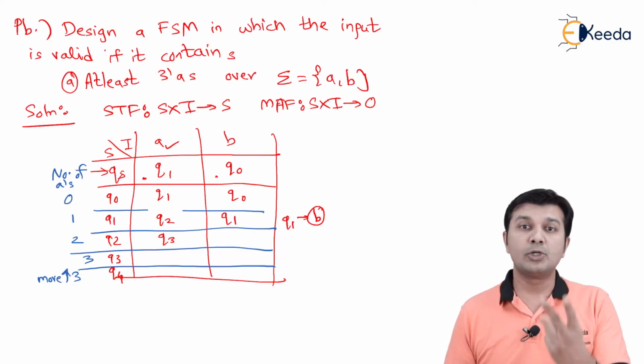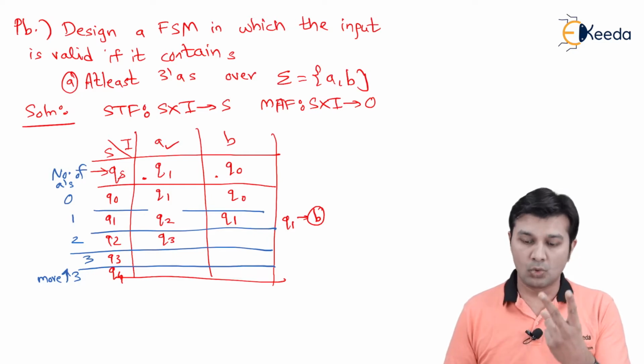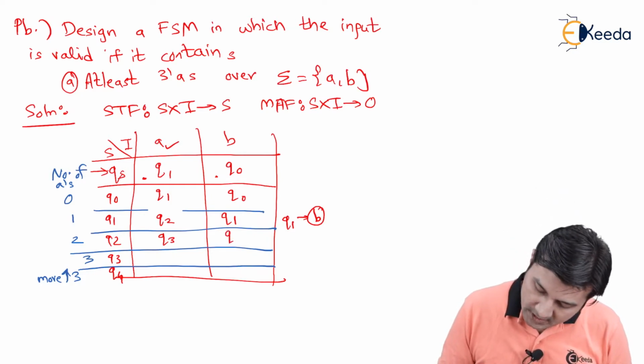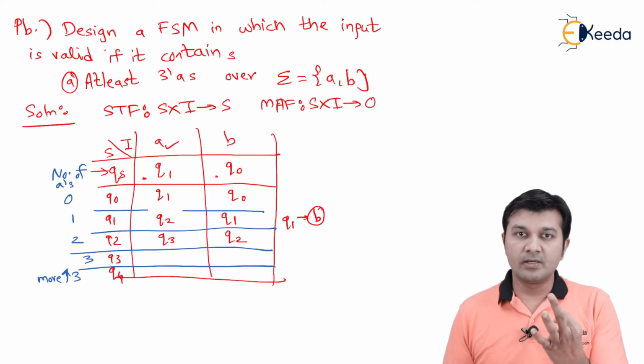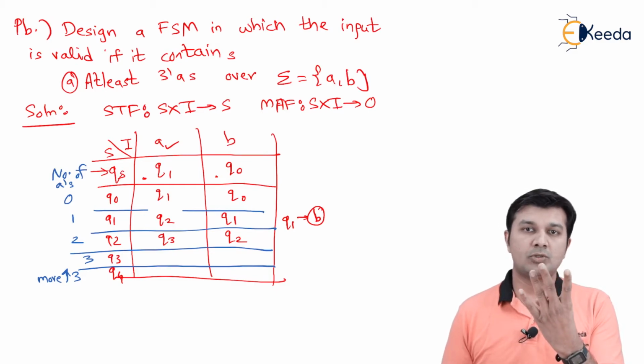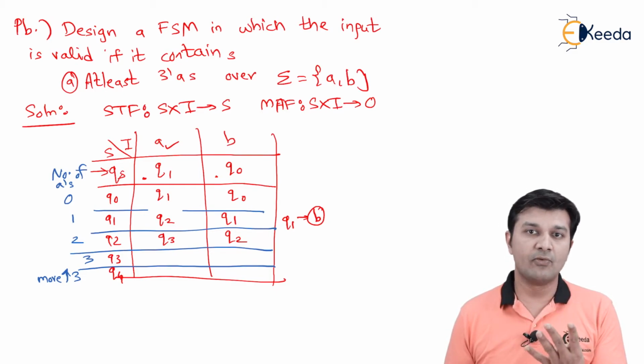So they were previously 2 and now also they will remain as 2. Therefore, it goes to the state Q2. In Q3 state, the number of the A's were 3 and one more A comes across. So the number of A's now become 4.